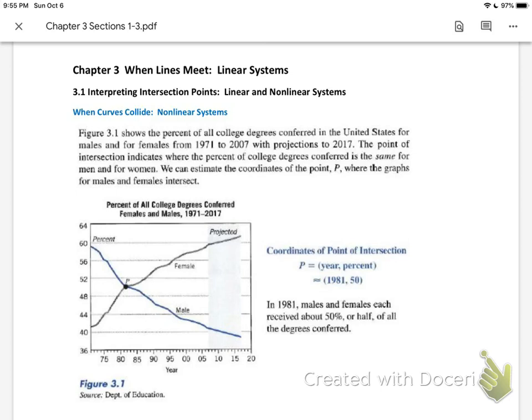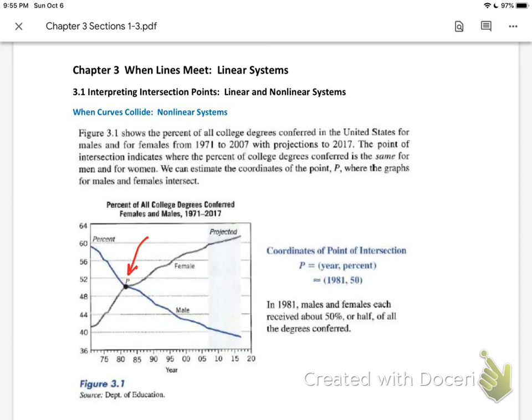So if you look at figure 3.1, that is a non-linear system because the lines here are not truly lines. So the functions are kind of ragged lines, but you can still notice that despite the ragged lines, you can clearly see they intersect at the point P. So what is going on there? So at that point, the two curves come together.